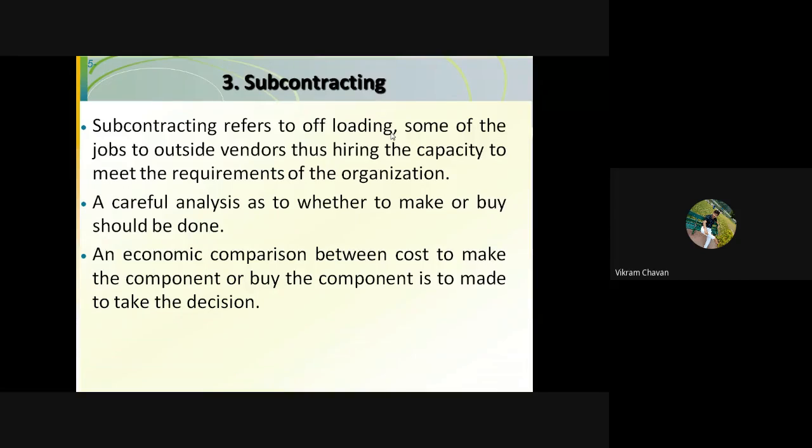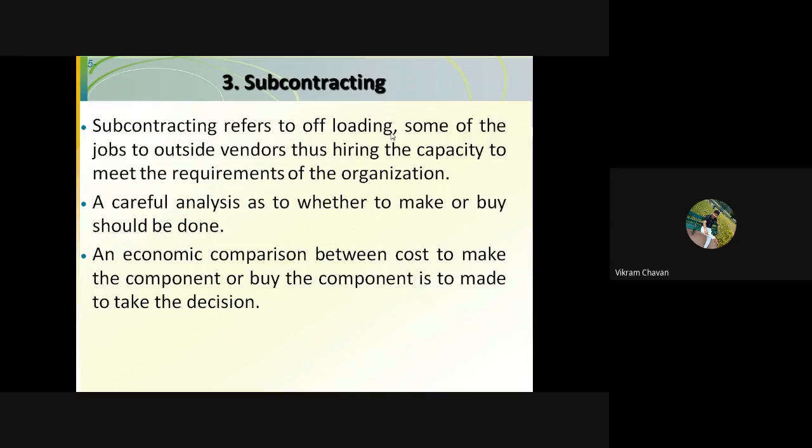Capacity means what? Consider that your company is producing 100 components in a day, and according to the market situation you need to produce 125 components per day. We have used all the alternatives: there is no scope for expansion, no scope for multiple shifts, and no scope for overtime also.